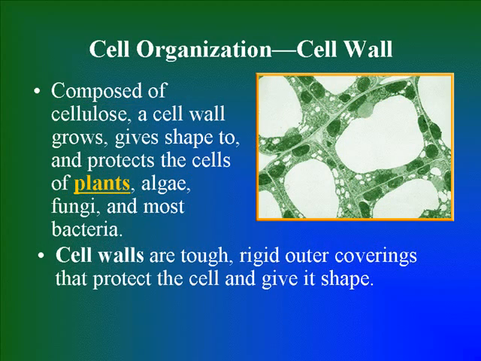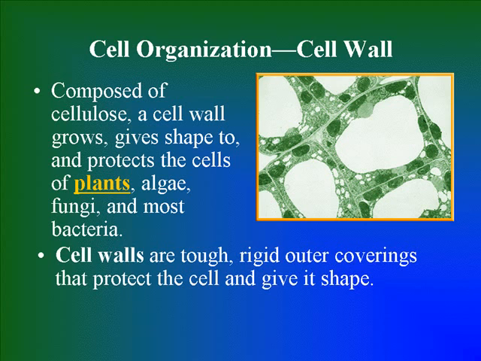Alright, so some cells have what's called a cell wall, and that's made out of cellulose, and it gives a lot of shape and structure, protects the cells, and it grows and helps that organism get very large. We find these in plants, algae, fungi, and several bacteria do also have cell walls. It's much more rigid than the cell membrane. Okay, think cell membrane is going to be soft, and then a cell wall is going to be hard.